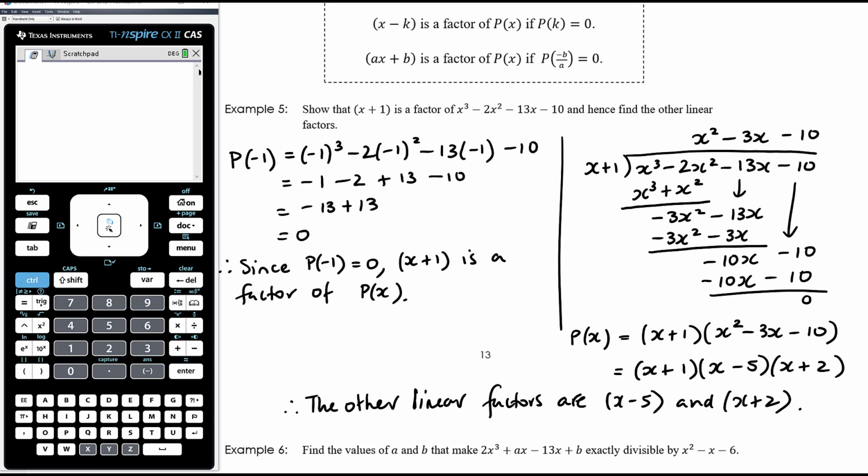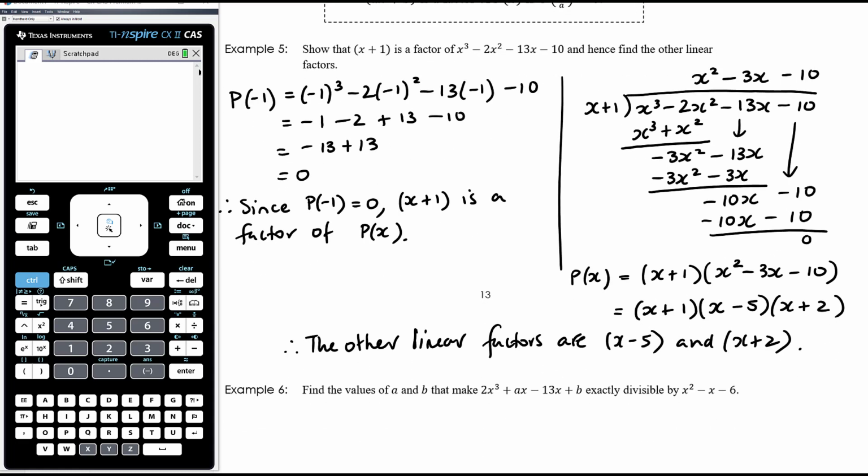So it's also worth noting that given that the cubic has 3 linear factors, we would also have found that if we'd subbed 5 into our polynomial, that would equal 0. There's no remainder when we divide by x minus 5. Also, if we sub negative 2 in, that would equal 0. There's no remainder when we divide by x plus 2.